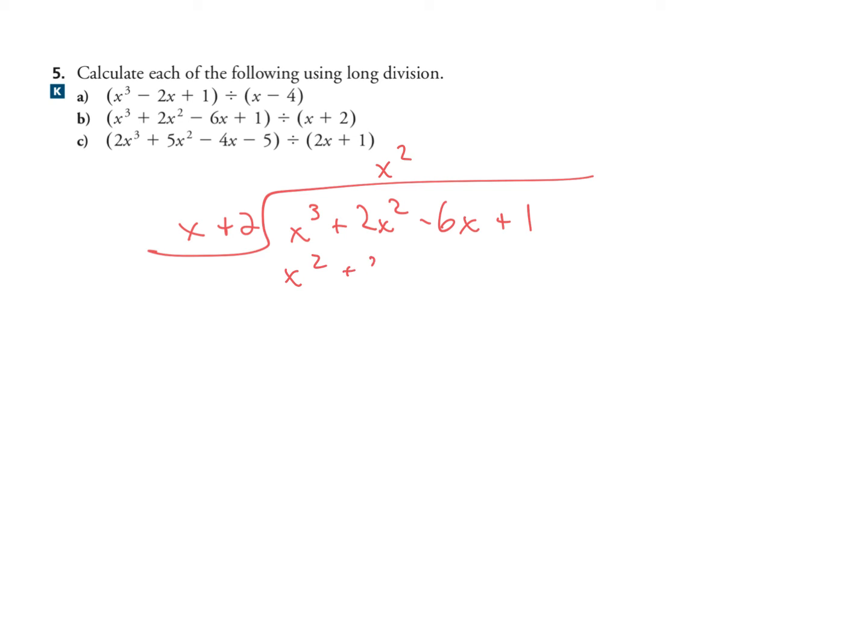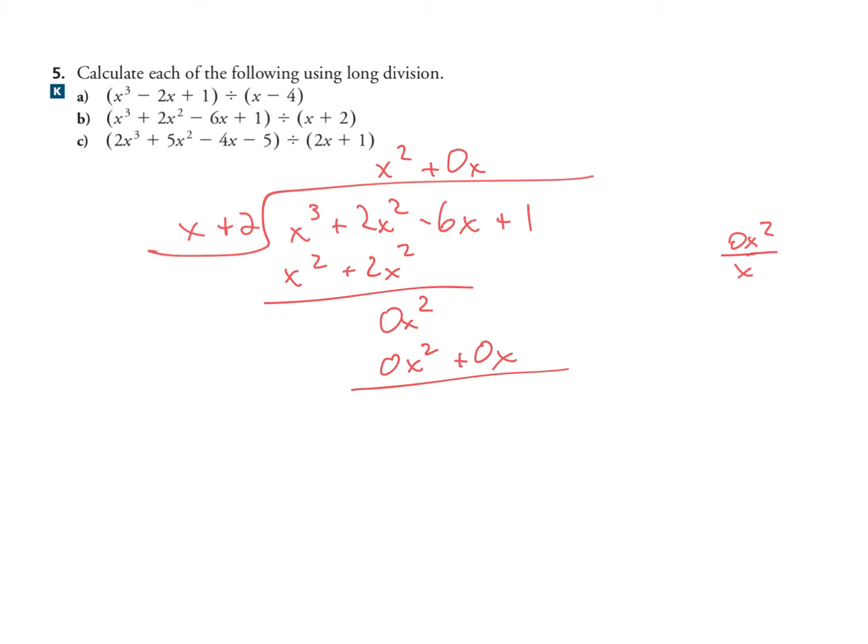x cubed plus 2x squared. This is just 0. So 0 divided by x just equals 0. Oh, by the way, this is 0x squared, so it's actually 0x squared divided by x, which is still just 0x. So it's going to be 0x squared plus 0x.